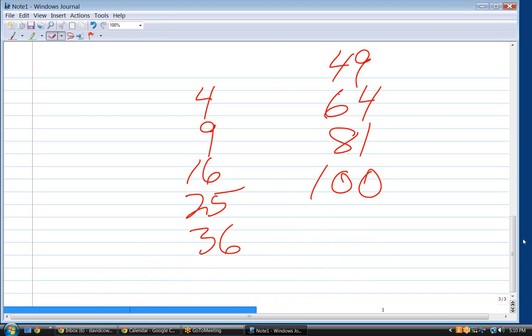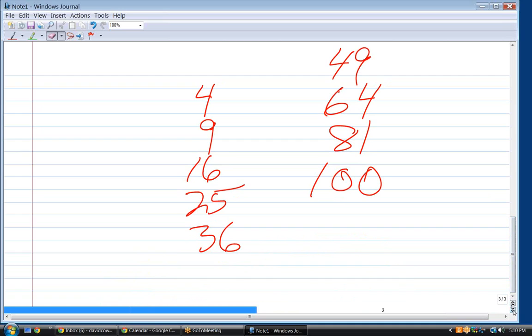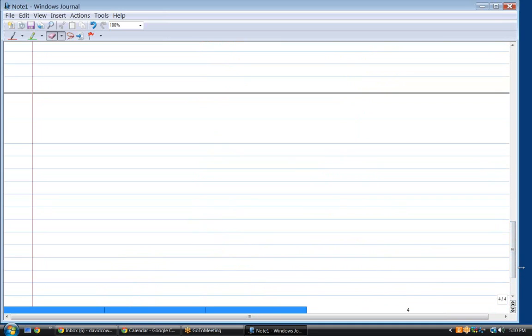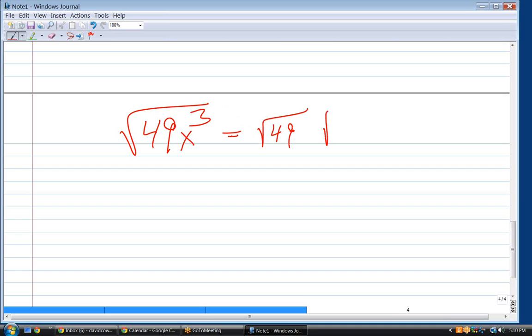Yeah. So the first two are basically what we were just talking about, and then it starts getting into the square root of 49x³, like x to the 3rd power. Like this. Okay. Yes. Separate your numbers from your variables, first of all. In other words, I know I can write it this way, right? Yeah. Well, what's the square root of 49?